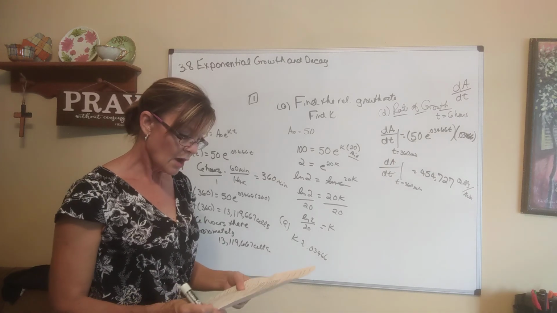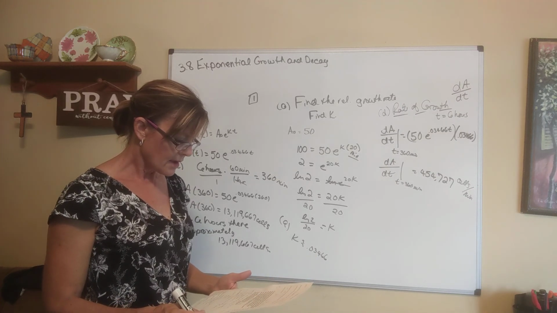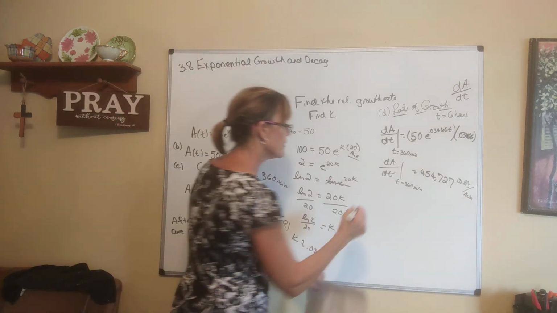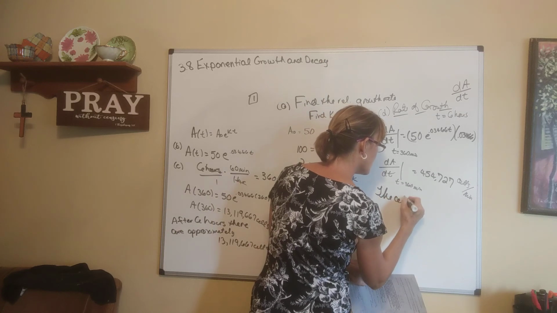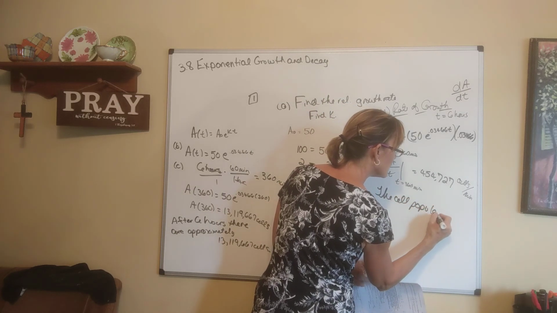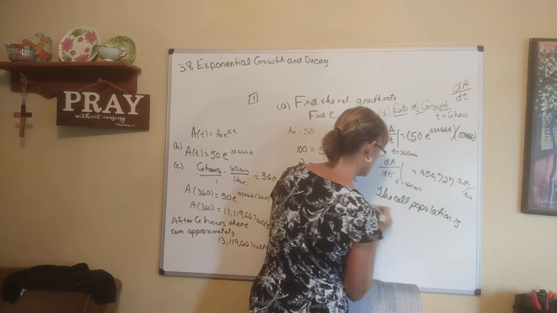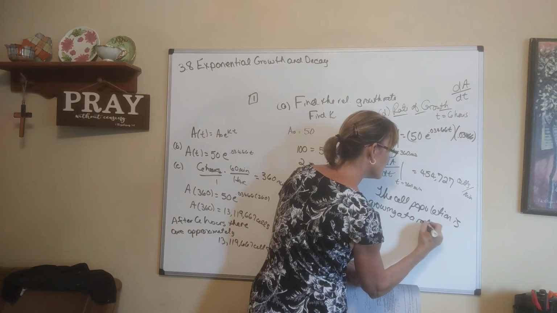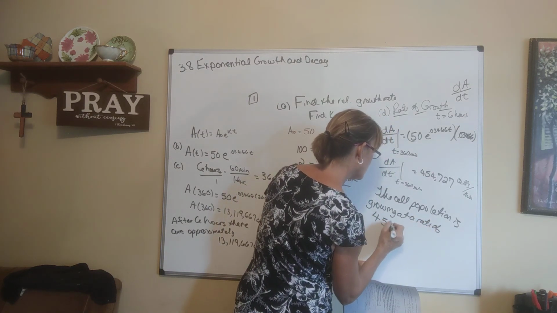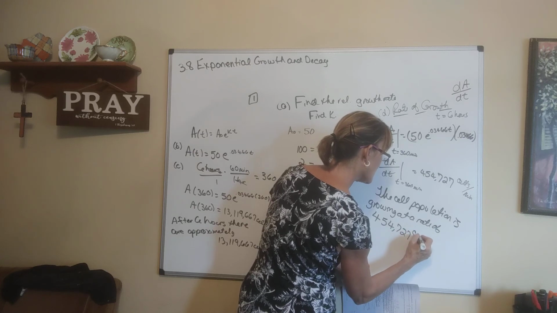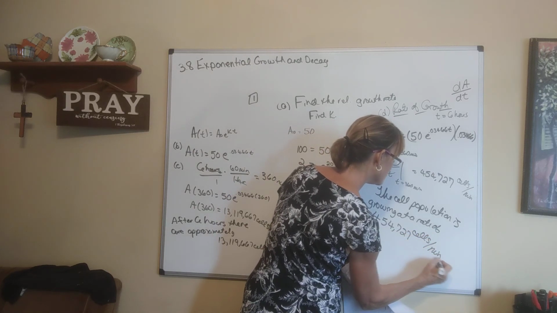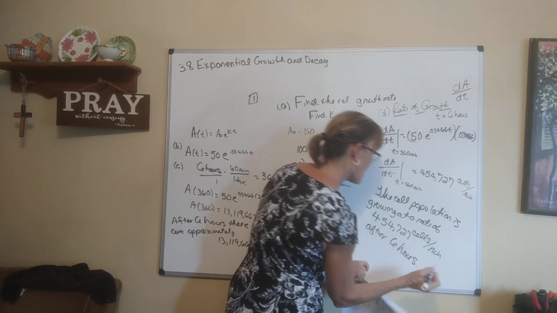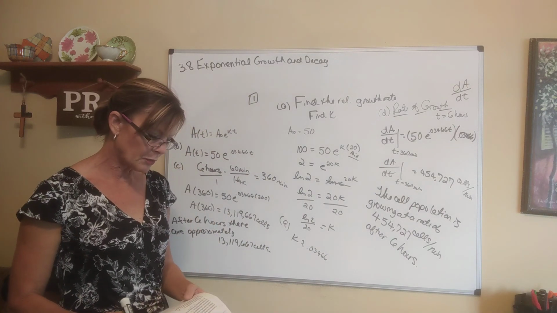Okay, so if I needed to write a sentence for this, and I likely will ask you to write some sentences, we could say that the cell population is growing at a rate of 454,727 cells per minute after 6 hours.